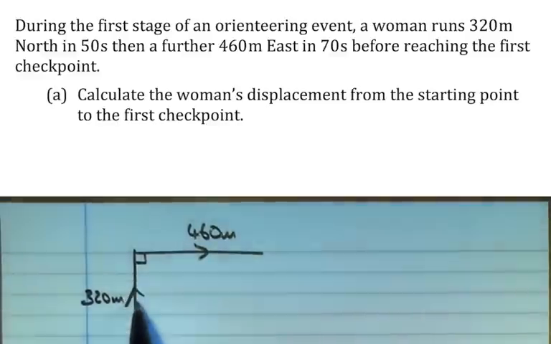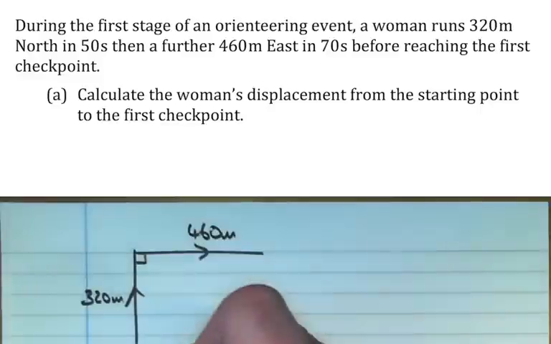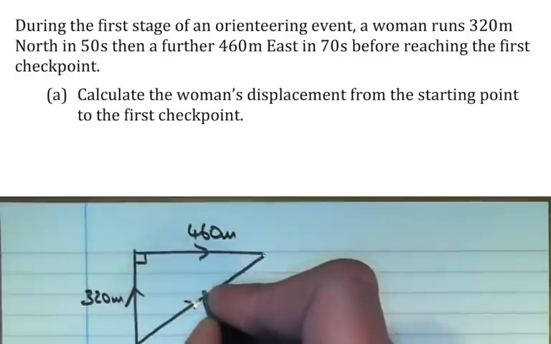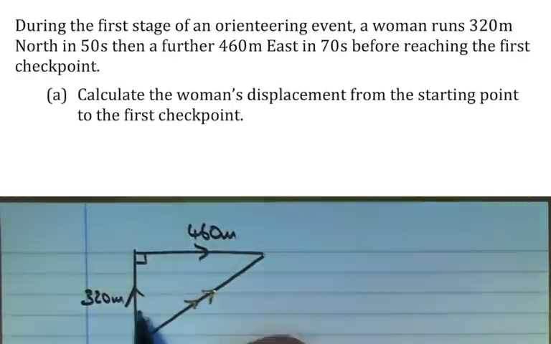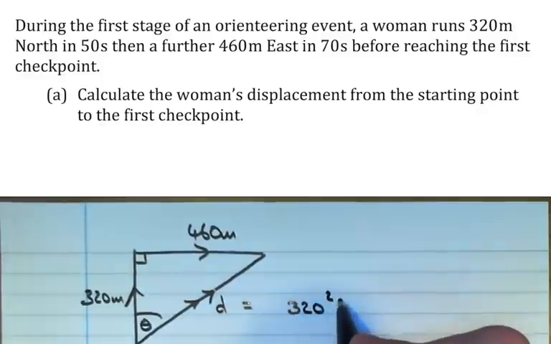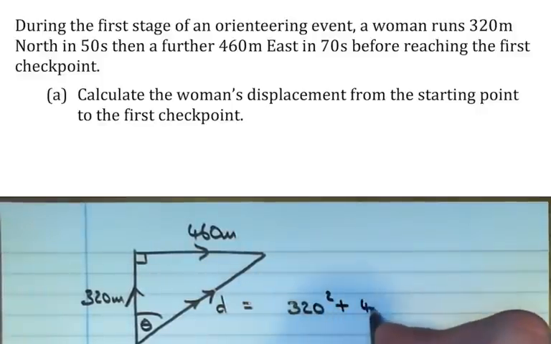Now remember, of course, if this is north and this is east, then we do have a right angle triangle. The two vectors I'm adding, the components, are drawn with one arrow. This one's the resultant, drawn with two arrows. Again, this is the angle that I need, and I'm trying to find D. Of course, D squared would be equal to 320 squared plus 460 squared. So D would be equal to the square root of 320 squared plus 460 squared.